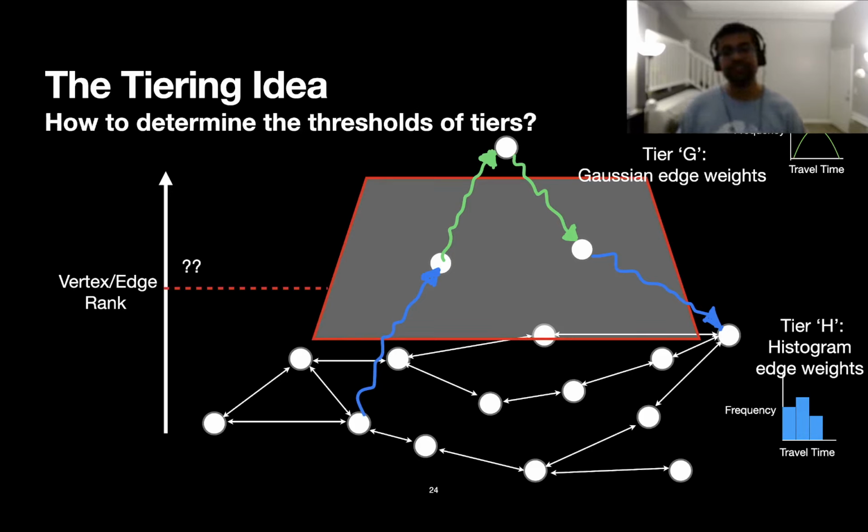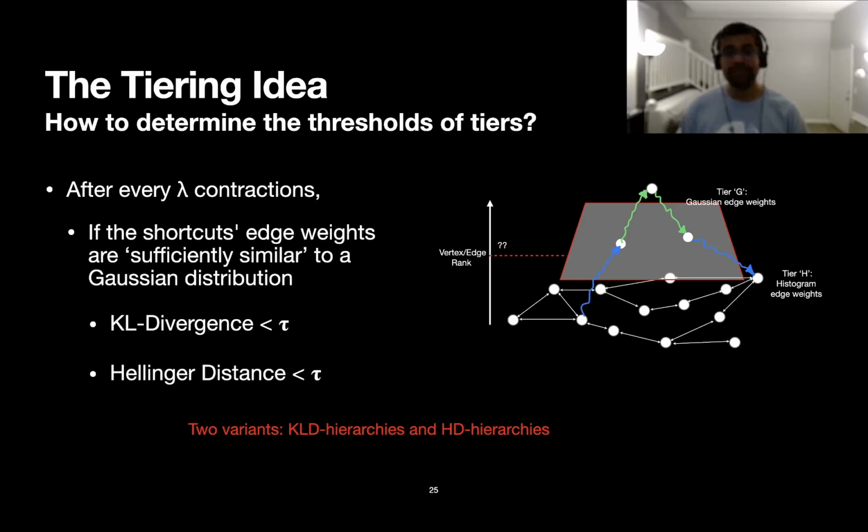A challenge here, though, is determining the appropriate boundary between the tiers of the hierarchy. So to determine the appropriate boundary, we use the following method. After every lambda contraction operations, we check if the edge weights of the shortcuts being added are sufficiently similar to a Gaussian distribution using a similarity measure. We can use a KL divergence or a Hellinger distance. We consider the KL divergence and the Hellinger distance measures in the paper.